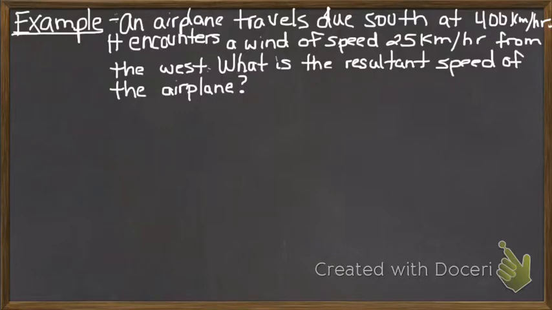An airplane is traveling due south at 400 kilometers an hour. It encounters a wind of speed 25 kilometers an hour from the west. What is the resultant speed of the airplane?